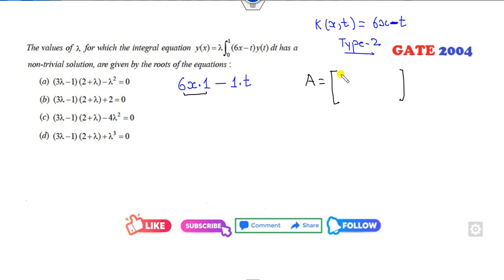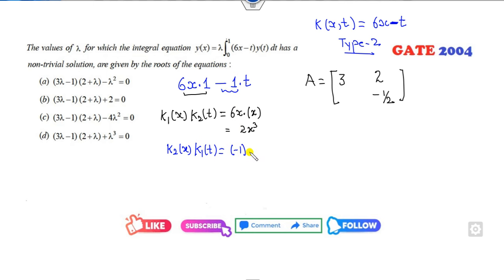What is the integration of this? That's x square by 2. That's 3x square. It's 3. What is the integration of the k2? It's minus 1 over 2. What is the k1x into k2 of t? K1x is 6x. K2t is my x. 6x square. Integration from 0 to 1 is 2x cube. That is my 2. K2x, k1 of t. What is the k2x? Minus 1. K1x, k1t is my 1. So integration of minus x from 0 to 1 is minus 1.